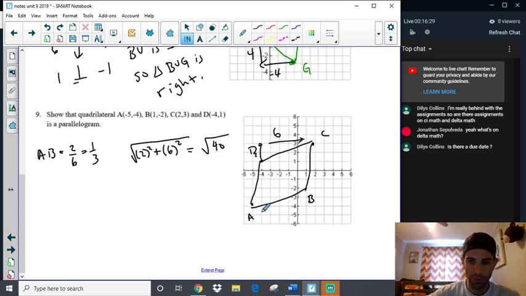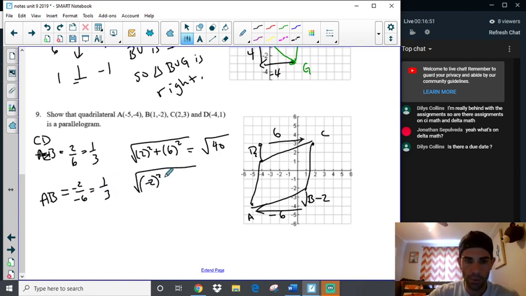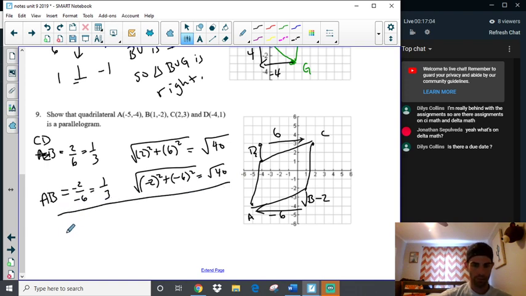Now the opposite of this one, CD. The opposite of CD is AB, and going here I would be going down 2 and left 6, which is 1 over 3. -2 squared plus -6 squared is also the square root of 40. So here I just showed that there was one pair that was parallel and one pair that is congruent. Again, you can always do that for the other side too. It's always just great practice.